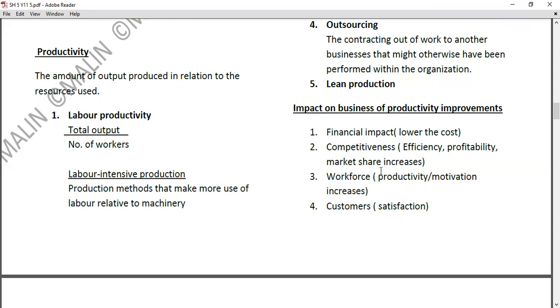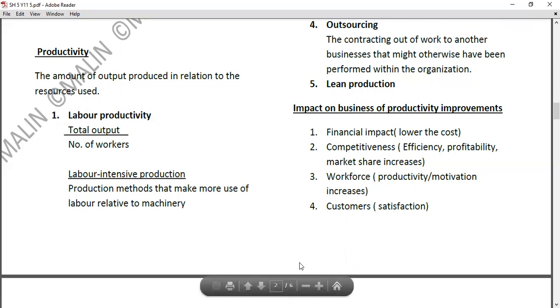Also, the workforce: productivity and motivation will increase as a result of motivation techniques like training programs and working conditions. As a result, the productivity of the workers will increase, and motivation will increase. And finally, customers will be satisfied, right?